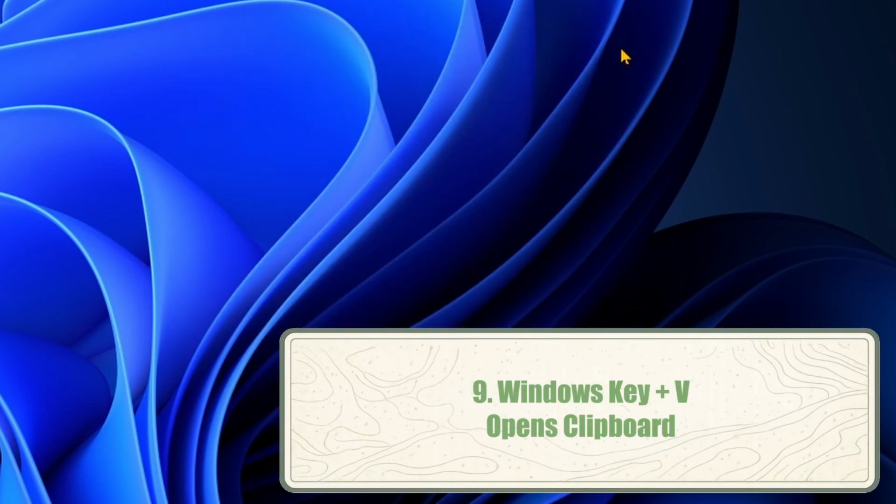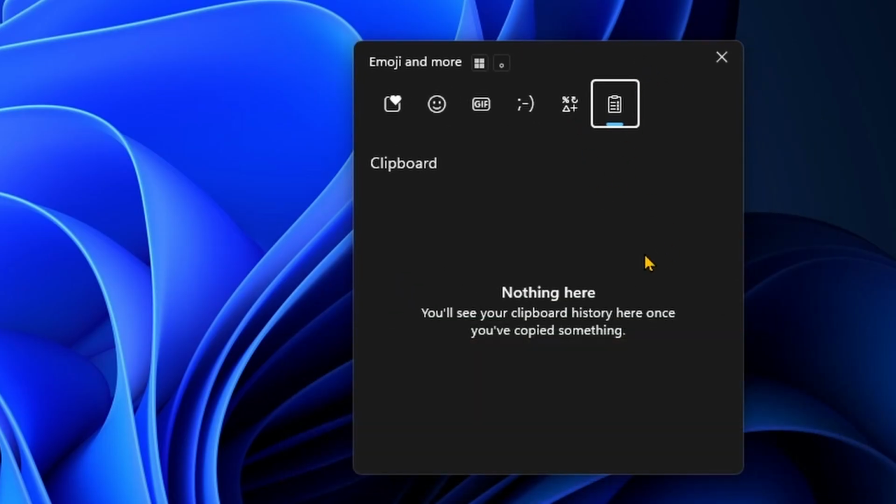In addition to that, if you hold down the Windows key and then press V as in Victor, that will take you to your clipboard, where anything that you copy will be stored here so that you can easily see what you've copied to your clipboard, and that way you can paste it in other places.